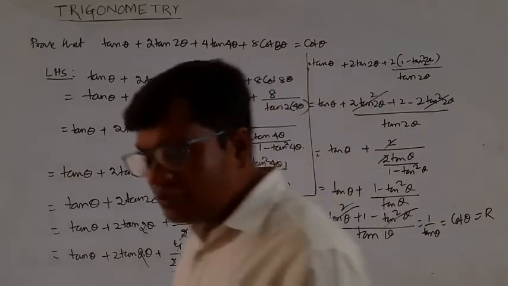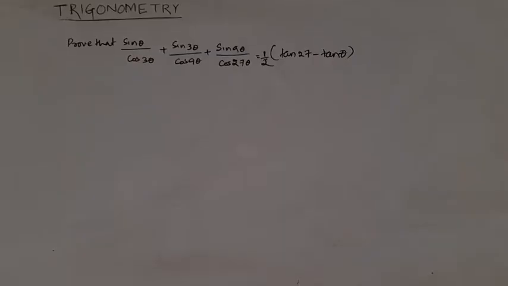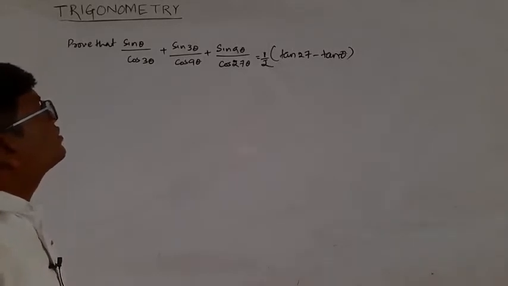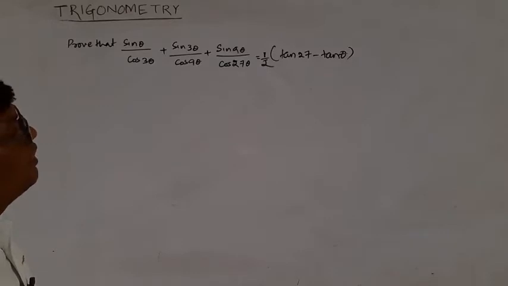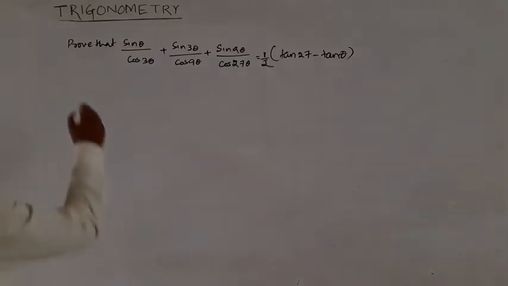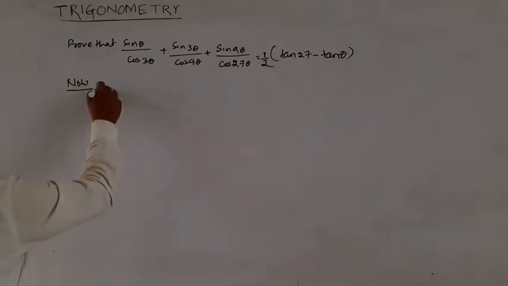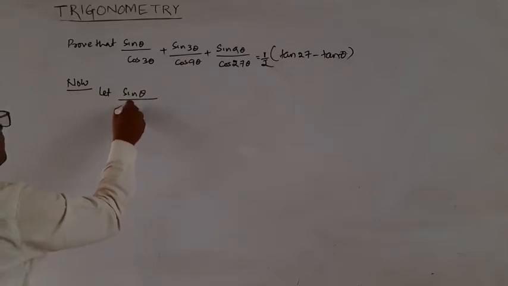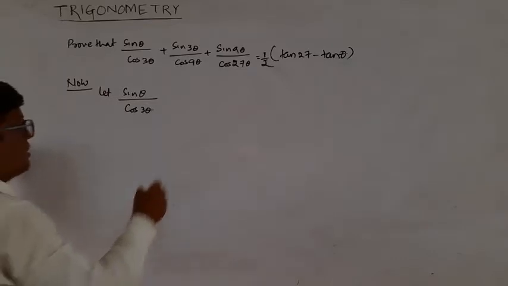And one more question, another question. Prove that sin theta by cos 3 theta, sin 3 theta by cos 9 theta, and sin 9 theta by cos 27 theta is equal to half of tan 27 theta minus tan theta. Now let us take sin theta by cos 3 theta.